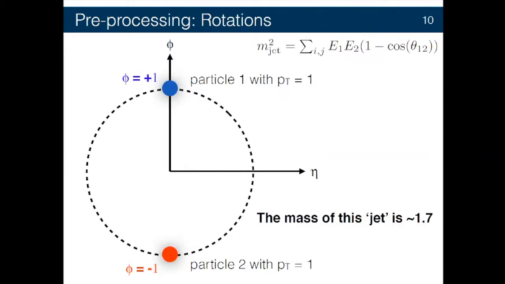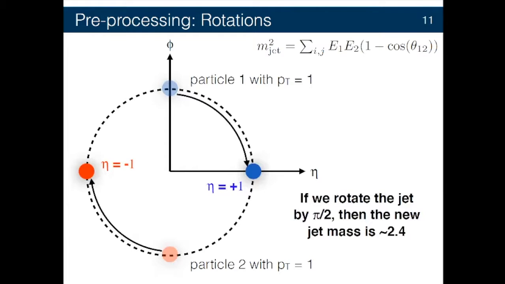Here, my image is very simple. I have only 2 pixels that are hit, this one at noon and this one at 6 o'clock. Let's say each of them has an energy of 1. So the mass of this very simple, boring image is something like 1.7 in the units of whatever energy I gave. If I rotate such that the 2 particles are at 3 and 9 o'clock instead, the mass has all of a sudden changed.